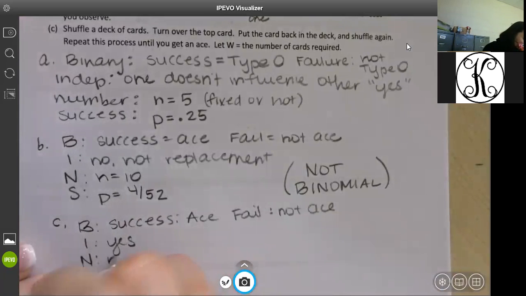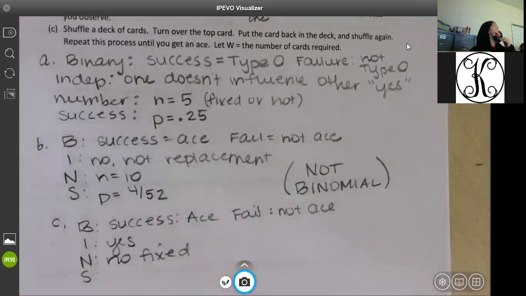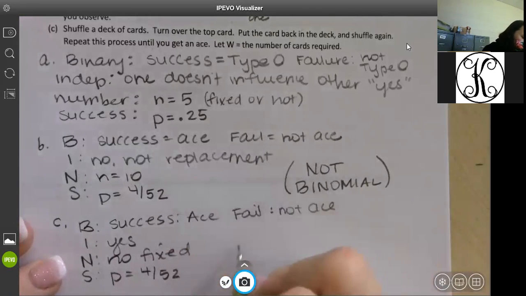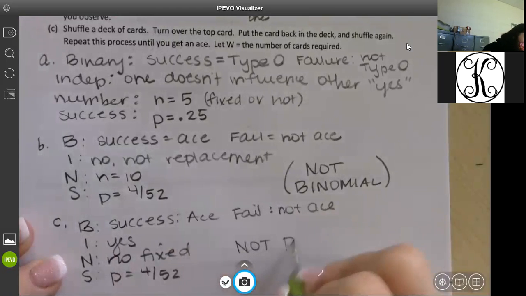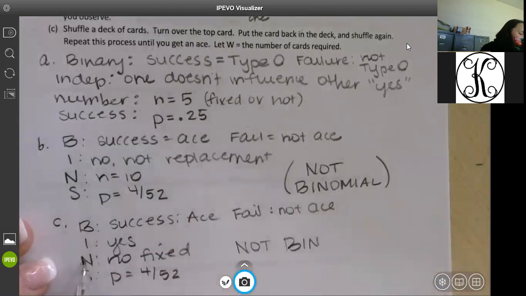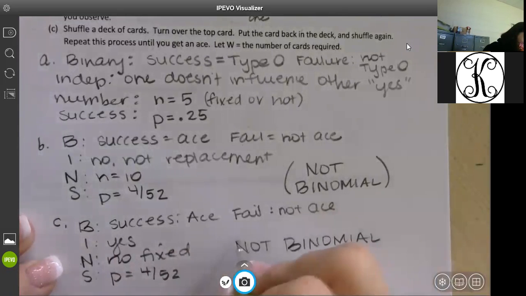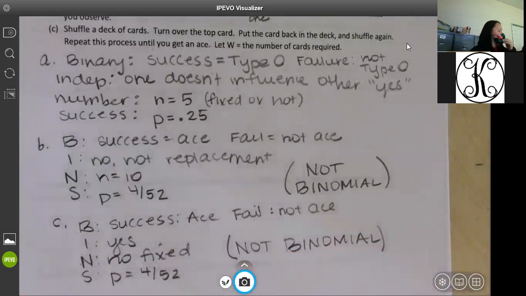No fixed set, right? What are we doing? We're drawing until we get one. Okay, there's no set number. We're trying to get an ace, so what's the probability? 4 out of 52. And again, this one would not be binomial, because it doesn't pass the BINS. But the first one was, because it passed everything.